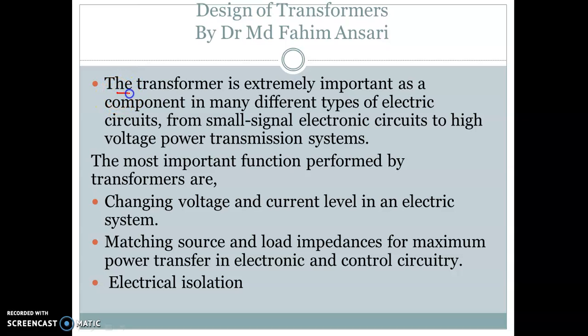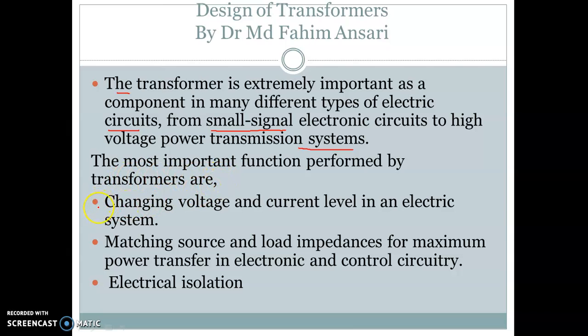The transformer is extremely important as a component in many different types of electric circuits, from a small-signal electronic circuit to a high-voltage power transmission system. It is used in very small-signal electronics, it is also used in computer systems, and it is also used in control systems. So the transformer is very useful equipment, with applications from very small to very high power transmission systems. The most important functions of a transformer are as follows.